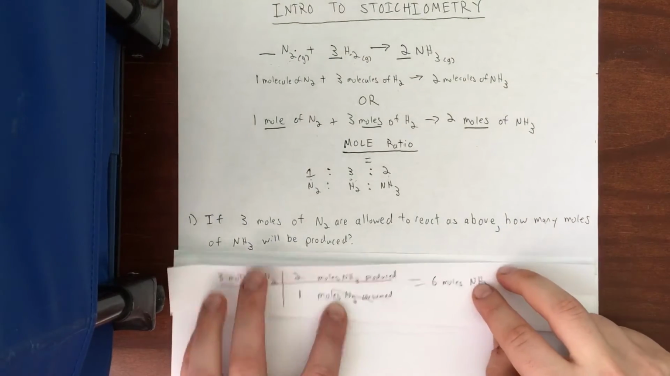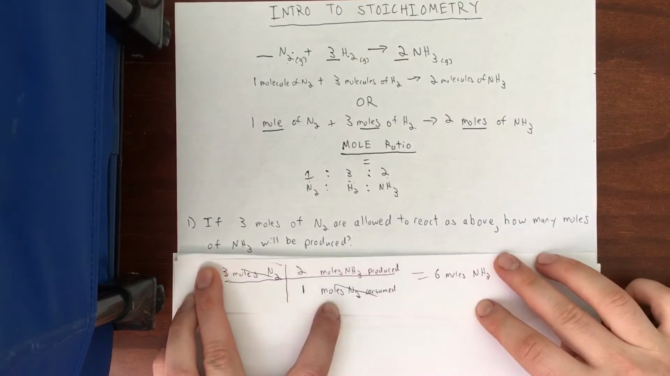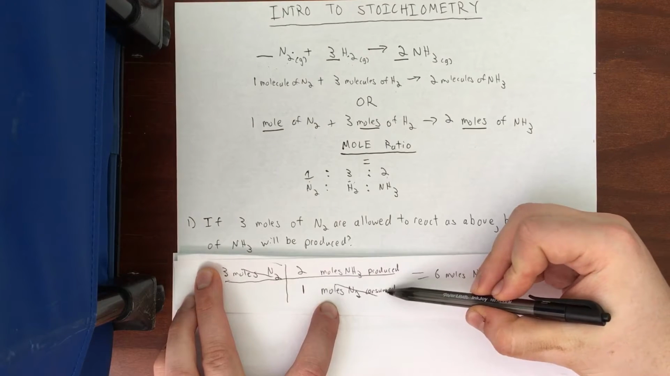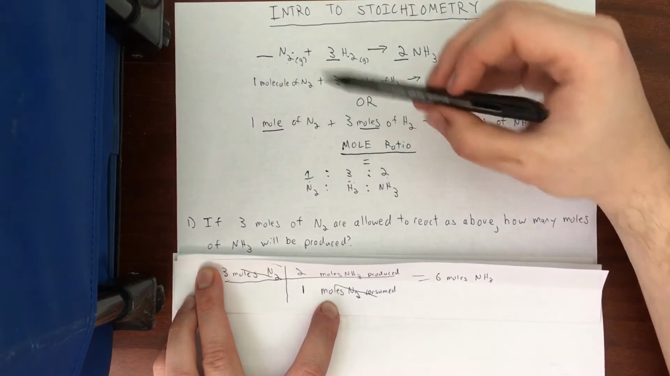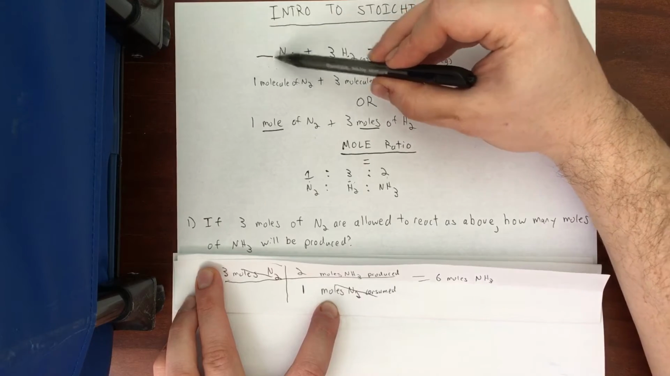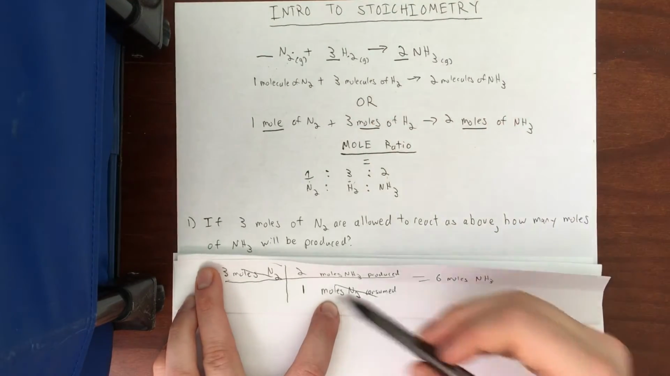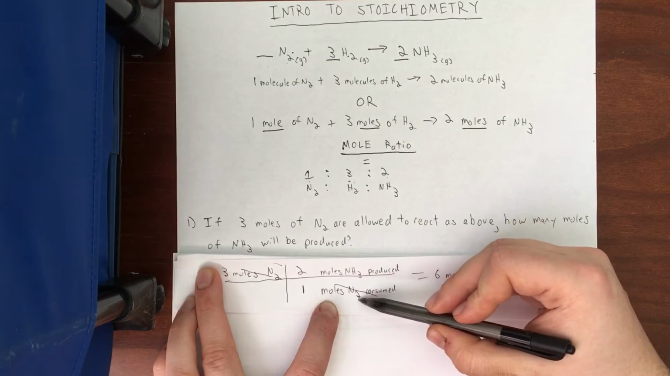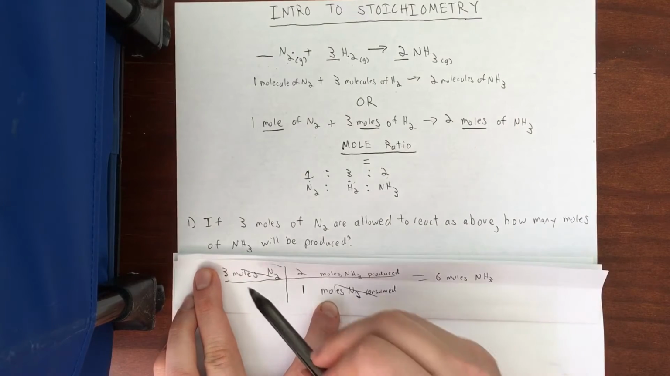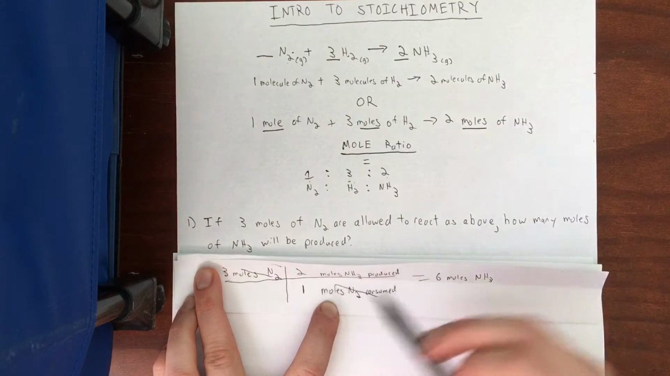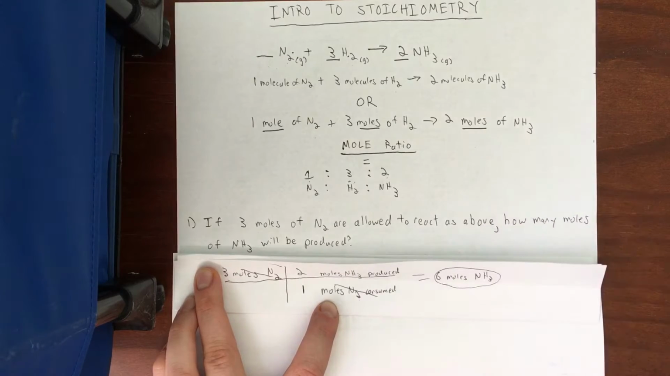So we said, okay, we start with 3 moles of N2. For every mole of N2 that we consumed, we produce 2 moles of ammonia through the reaction. We would say that the mole ratio between nitrogen and ammonia is 1 to 2. So we put moles of nitrogen on the bottom, we put moles of NH3 on the top, and then we multiply. 3 times 2 means that we would produce 6 moles of NH3.